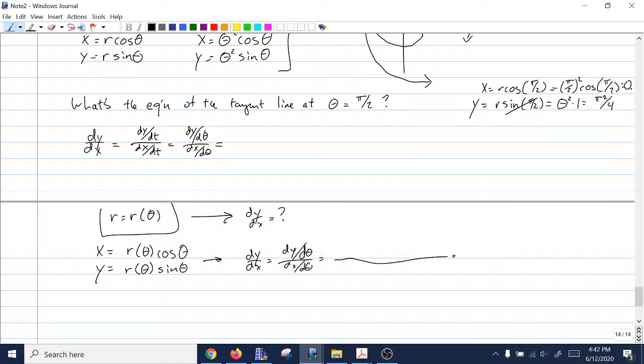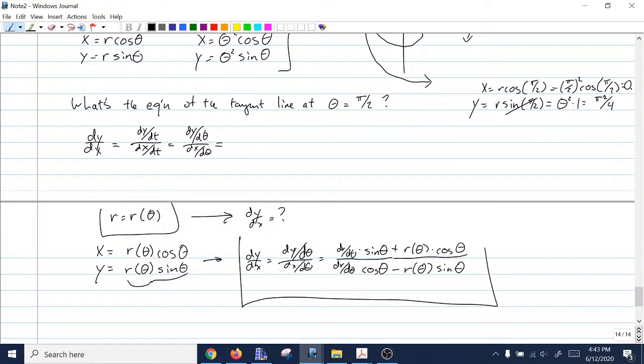How do I take the derivative of y with respect to theta? Here's my formula for y. I have to use the product rule on this. Derivative of the first is dr/d theta, leave the second alone, sine theta, plus r of theta, derivative of the second is cosine theta. On bottom, I need the derivative of x. Derivative of x is dr/d theta cosine theta, plus, leave that alone, derivative of cosine gives a minus, minus r of theta sine theta.